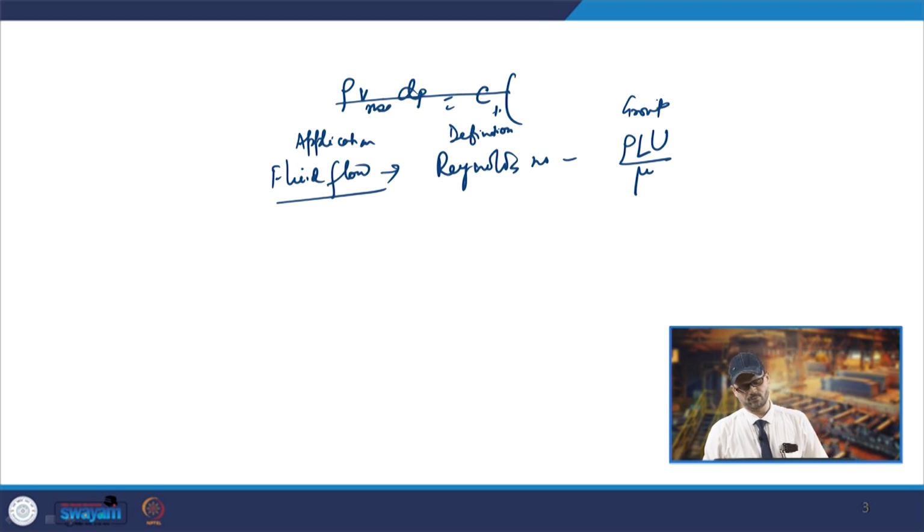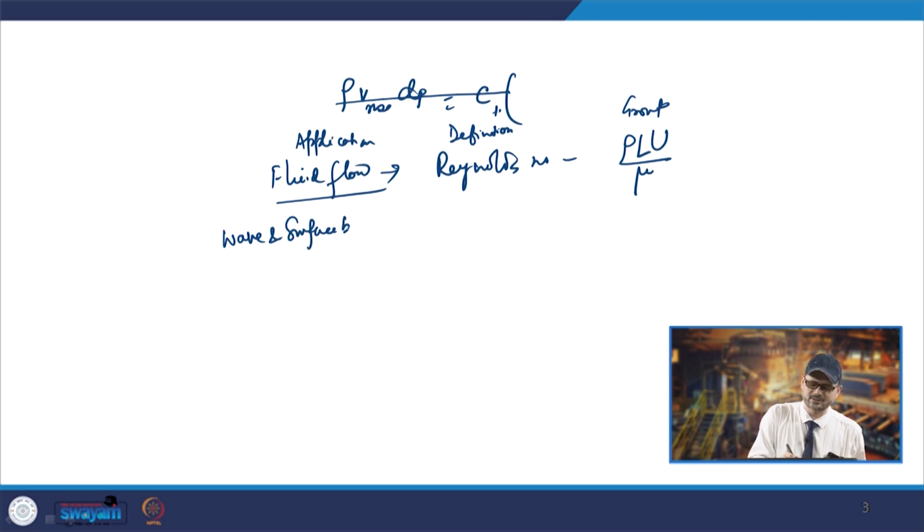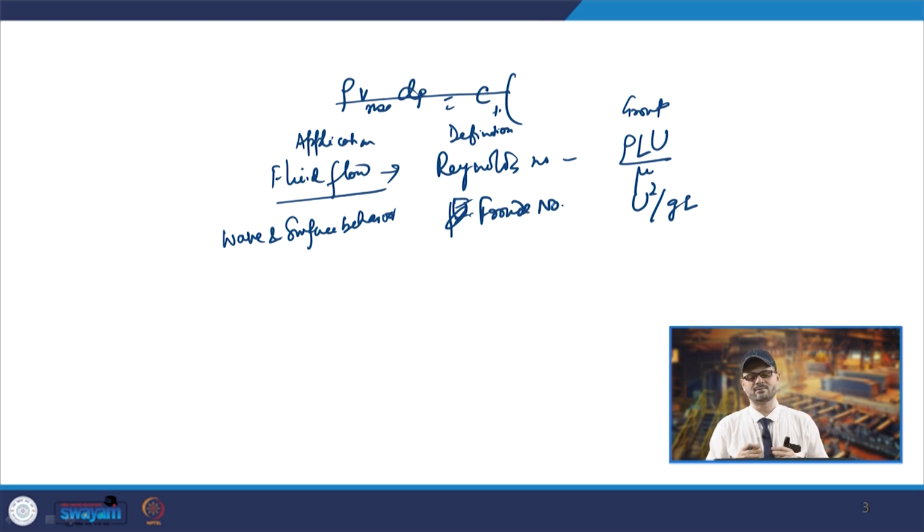Similarly, if you go for the wave and surface behavior, or when you are going to use it for the pouring stream, in that case you have the value u square by GL, and that is your Froude number. We have seen this number, we have dealt with this number earlier. So, that is your Froude number.